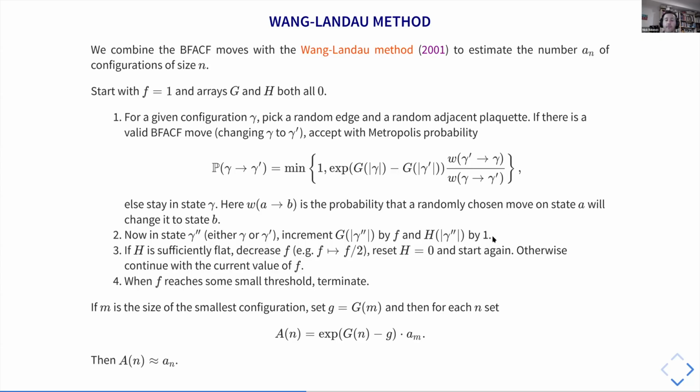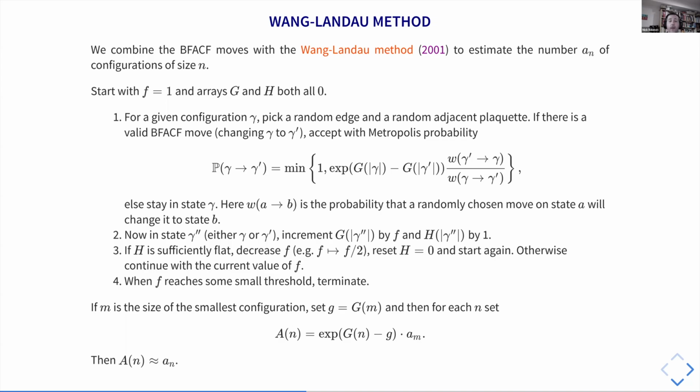And every so often, I look at h, and I ask, how flat is h? Typically, you would look at the biggest value in h divided by the smallest value of h, and you look at the ratio of those two things, and if that ratio is sufficiently close to 1, then you say that your histogram is pretty flat. I've sampled all sizes pretty much the same number of times.